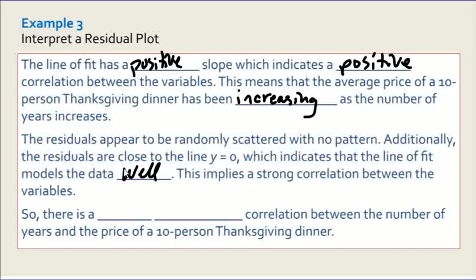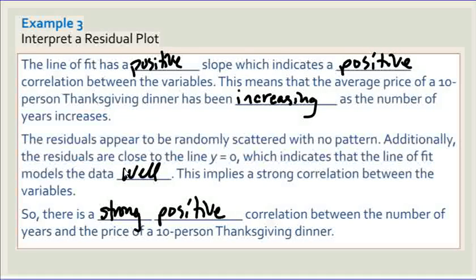So there is a strong positive correlation between the number of years and the price of a 10-person Thanksgiving dinner. That is our lesson today on linear regression.